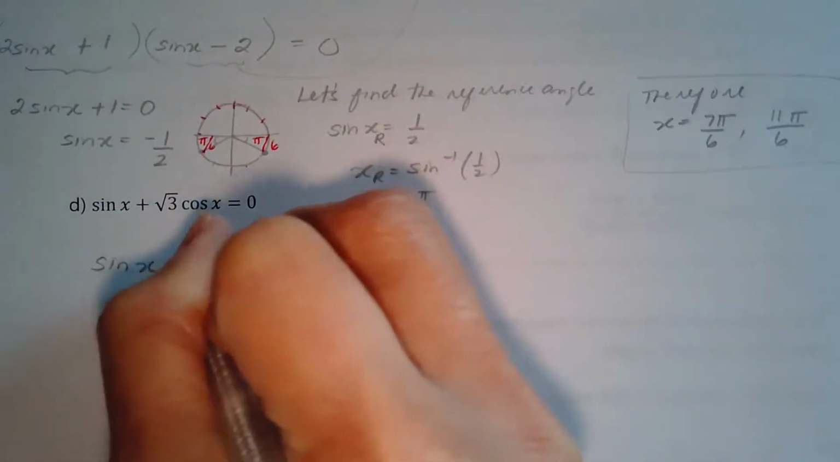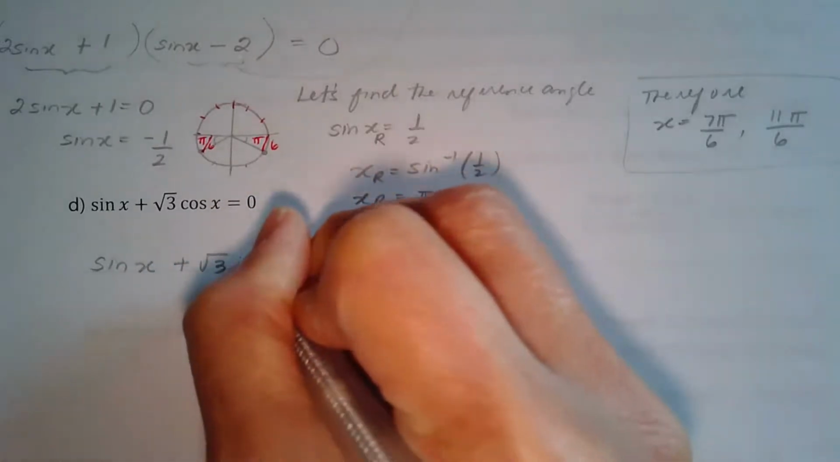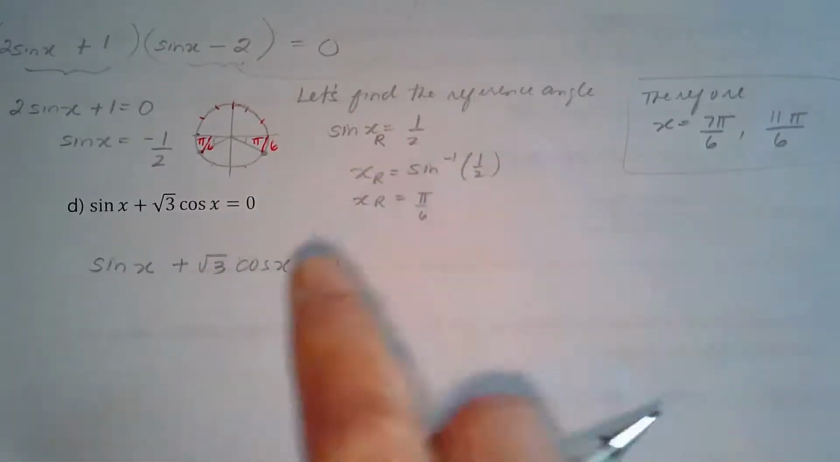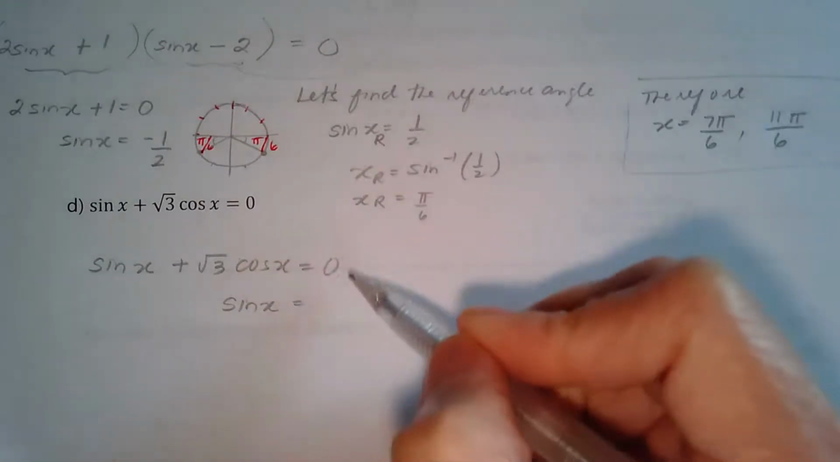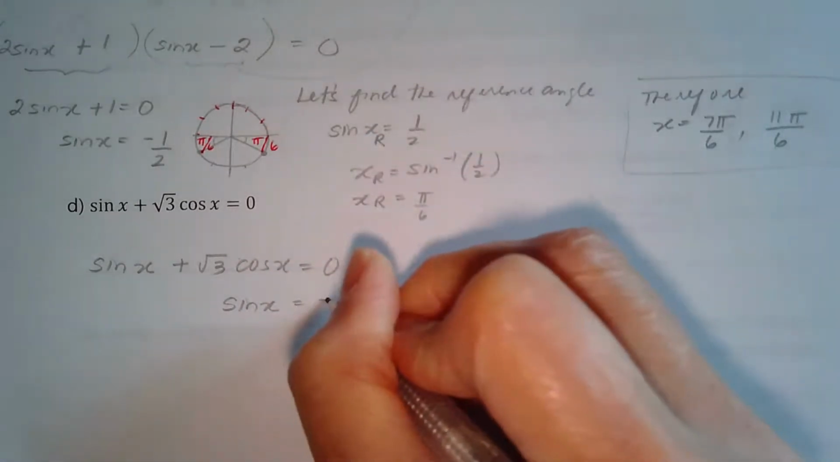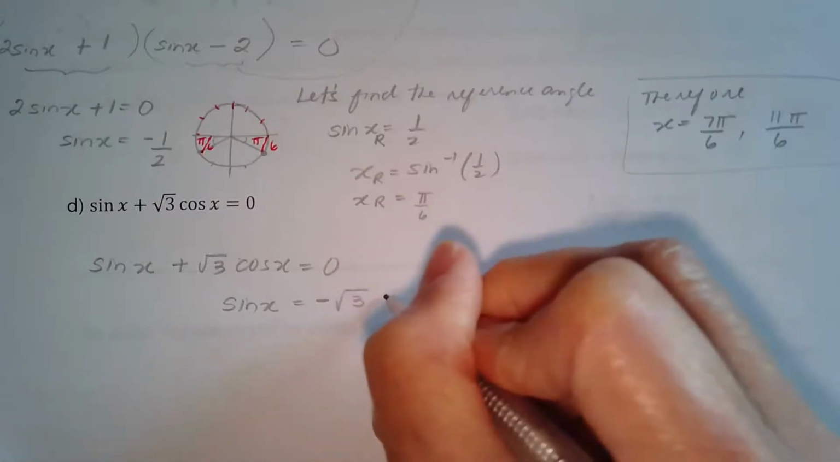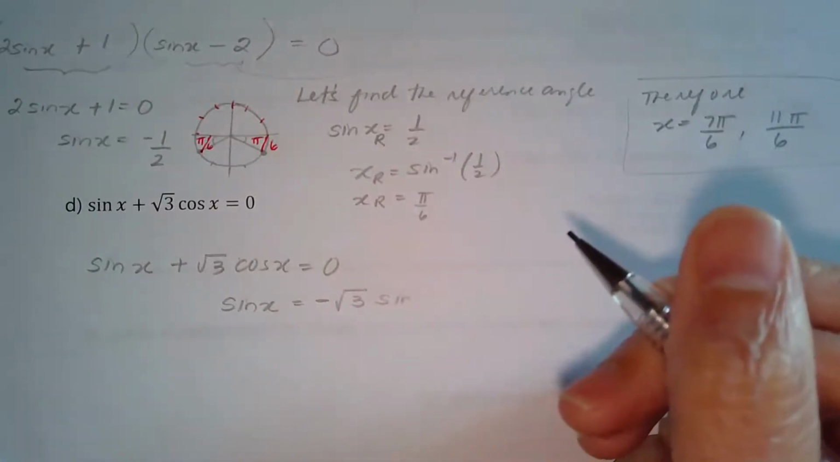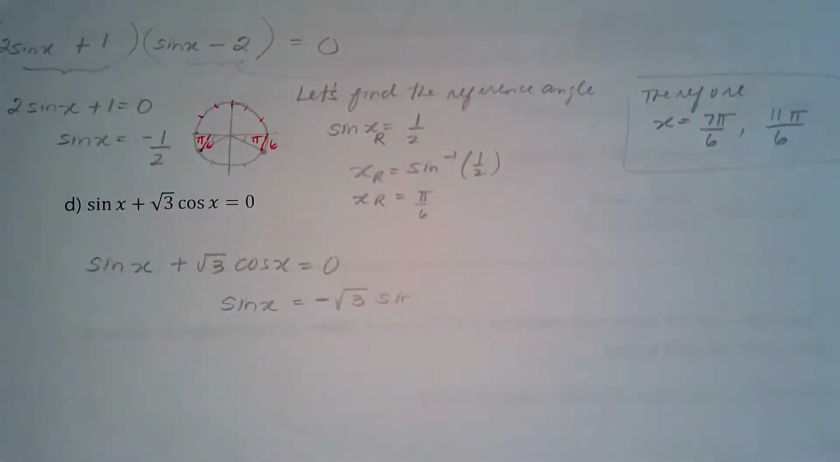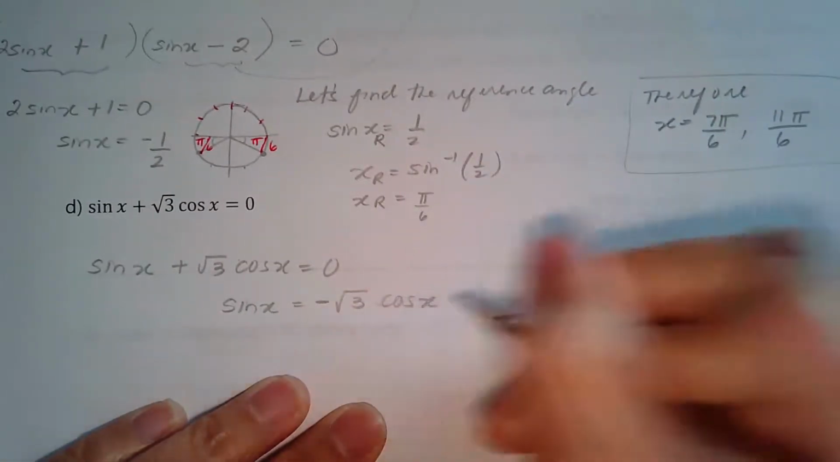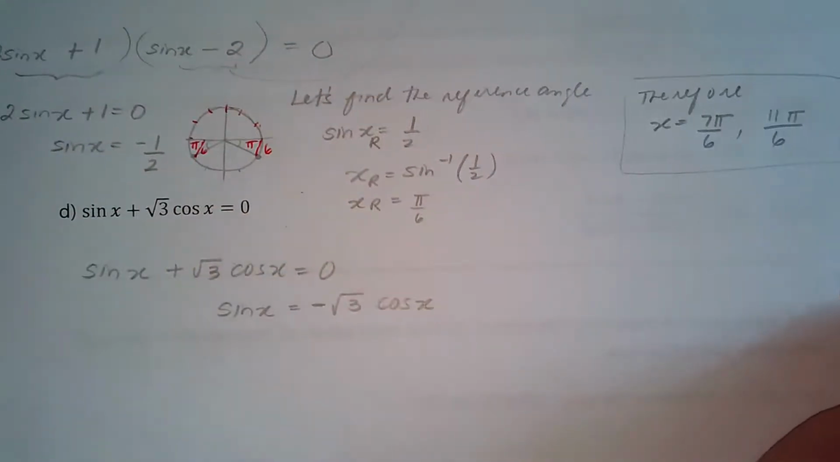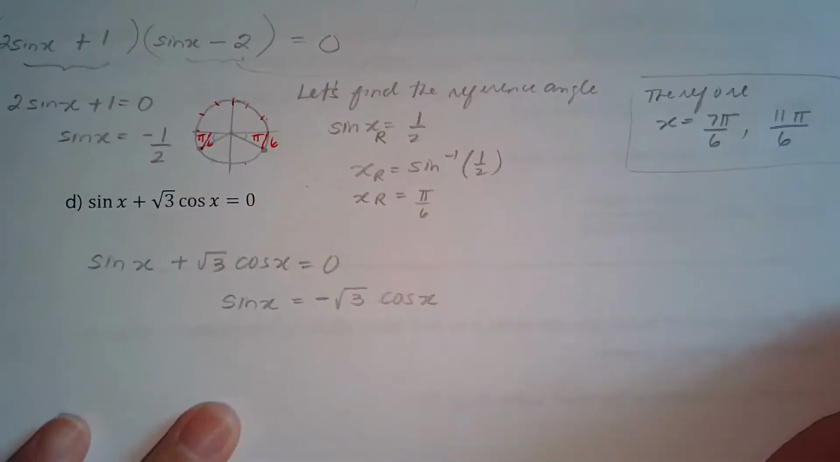Sine of x plus root 3 cos of x equals to 0. So if we bring this to the other side of the equation, it becomes sine of x. Okay. And then we're going to bring this to the other side. So that's going to be negative root 3 cos of x. Cos of x, okay. Well, what good is that to us?